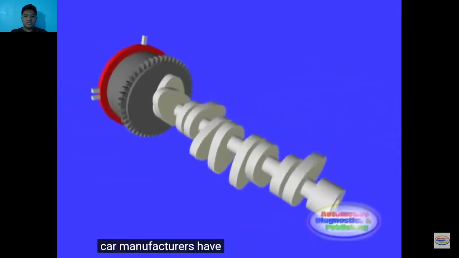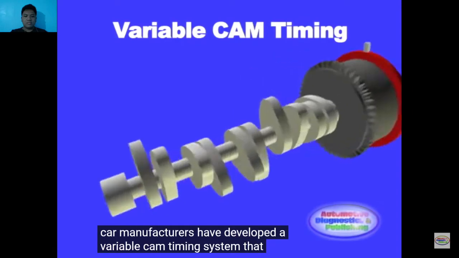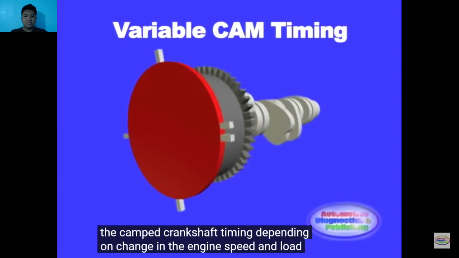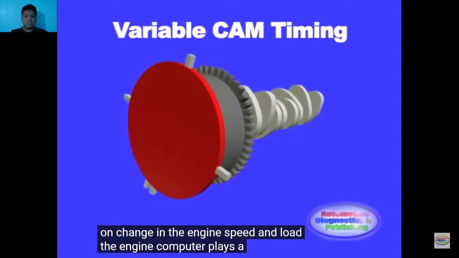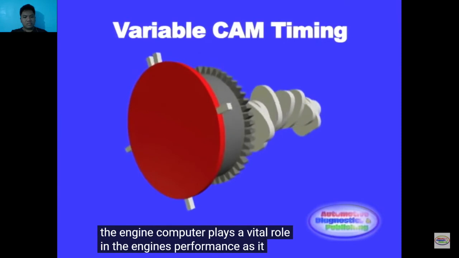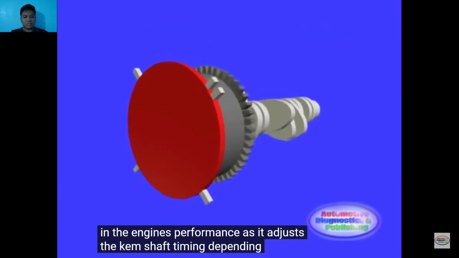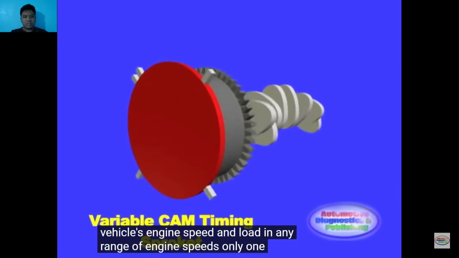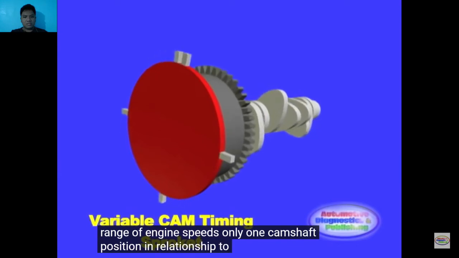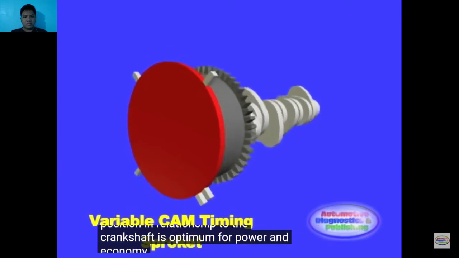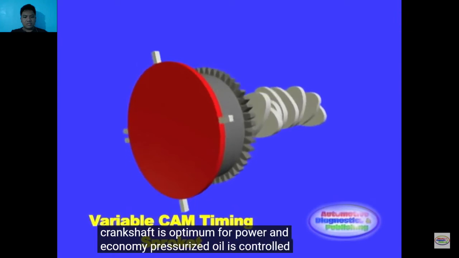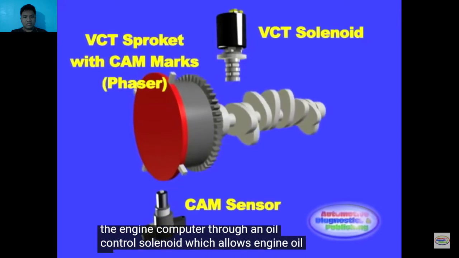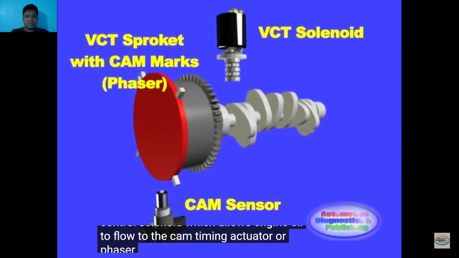Car manufacturers have developed a variable cam timing system that adjusts the cam to crankshaft timing depending on changes in the engine speed and load. The engine computer plays a vital role in the engine's performance, as it adjusts the camshaft timing depending on the vehicle's engine speed and load. In any range of engine speeds, only one camshaft position in relationship to the crankshaft is optimum for power and economy. Pressurized oil is controlled by the engine computer through an oil control solenoid, which allows engine oil to flow to the cam timing actuator or phaser.